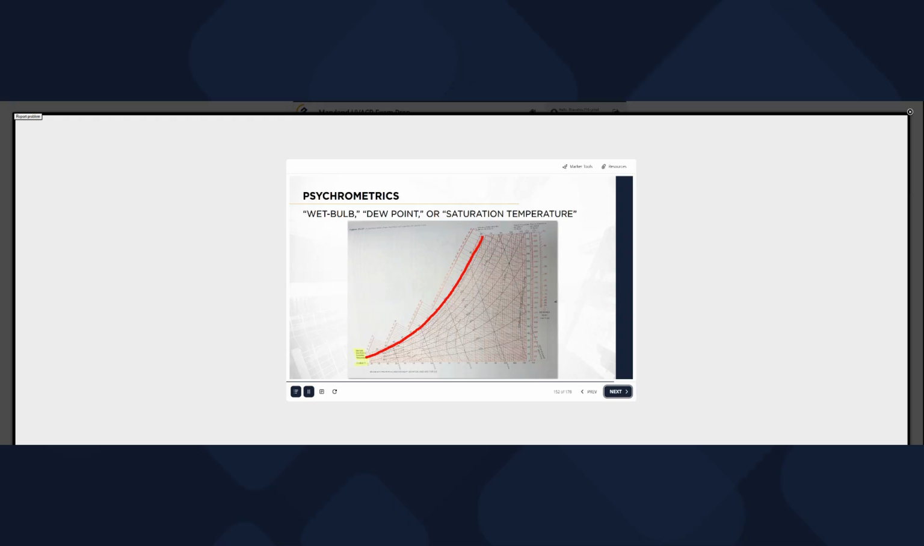The top curved line starting at the bottom left and moving up to the top right is the 100% saturation line. At 100% saturation, air cannot hold any more water. It is also called dew point or wet bulb. Relative humidity: the curved lines represent relative humidity. Enthalpy is the total heat, the combination of sensible heat, horizontal axis, and latent heat, vertical axis.